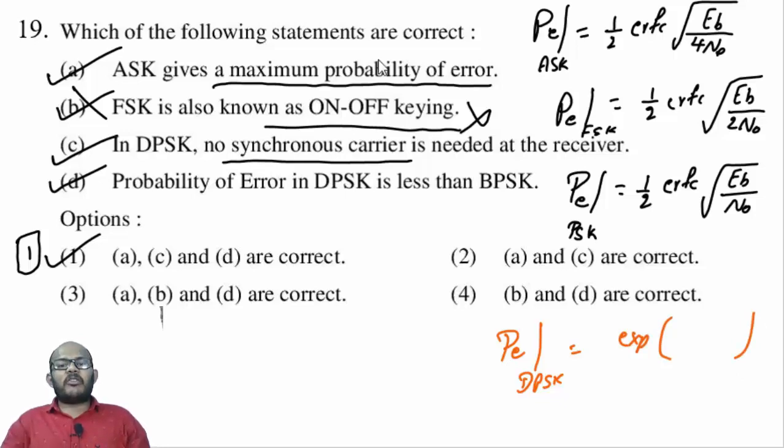Why are we not going to prefer ASK? The major drawback is that the probability of error is more. But in the case of FSK, the bandwidth ideally required is infinite. So you are not going to prefer ASK and FSK. The best technique is PSK.